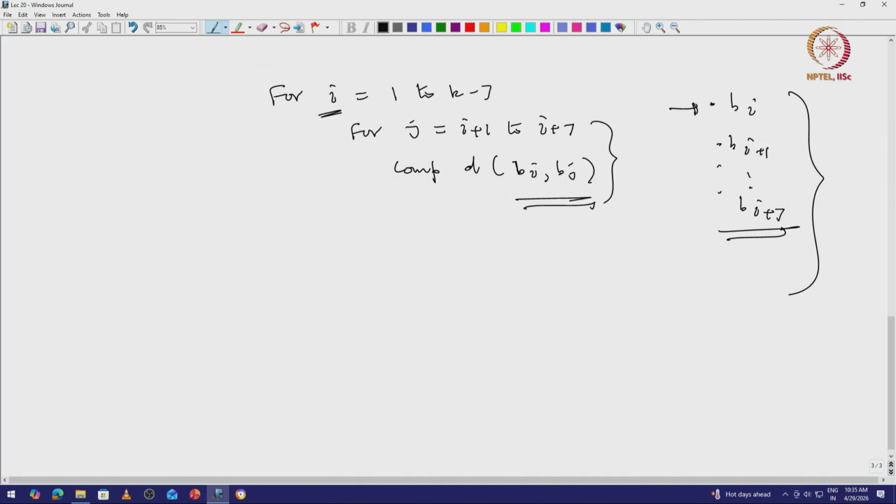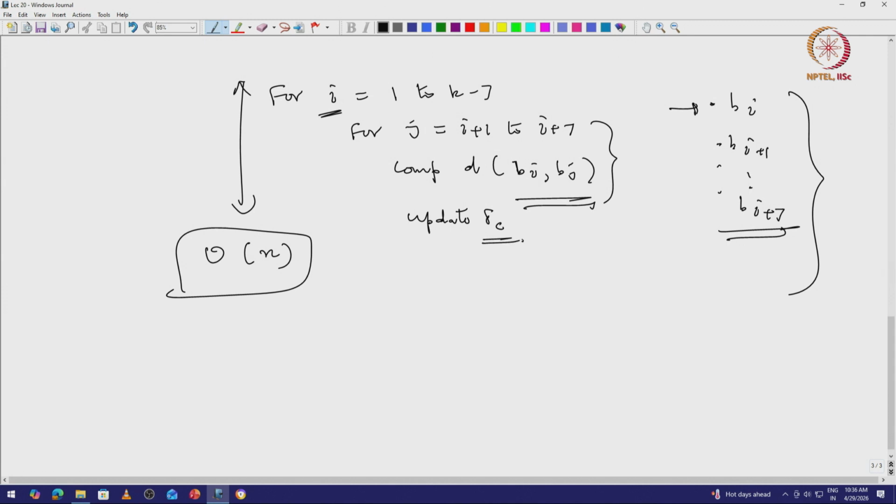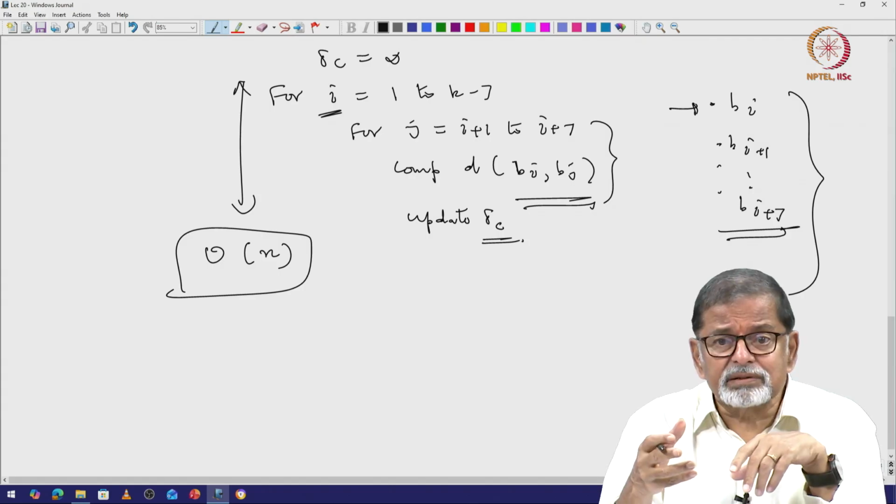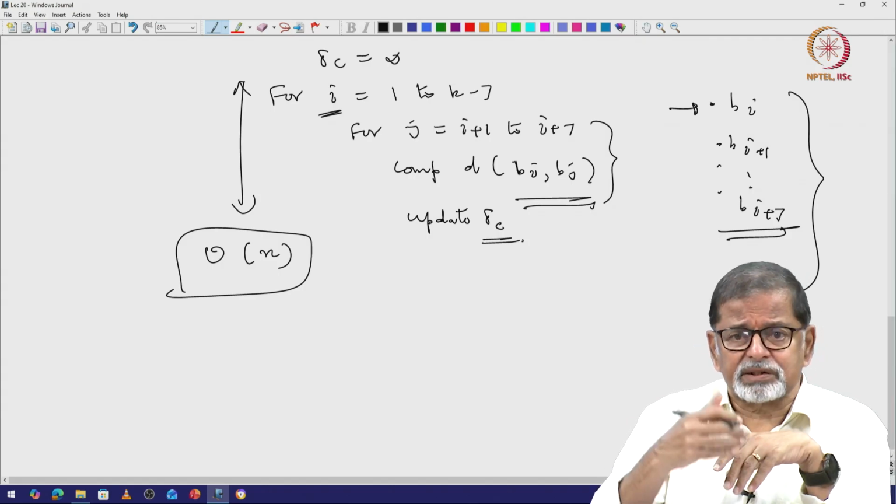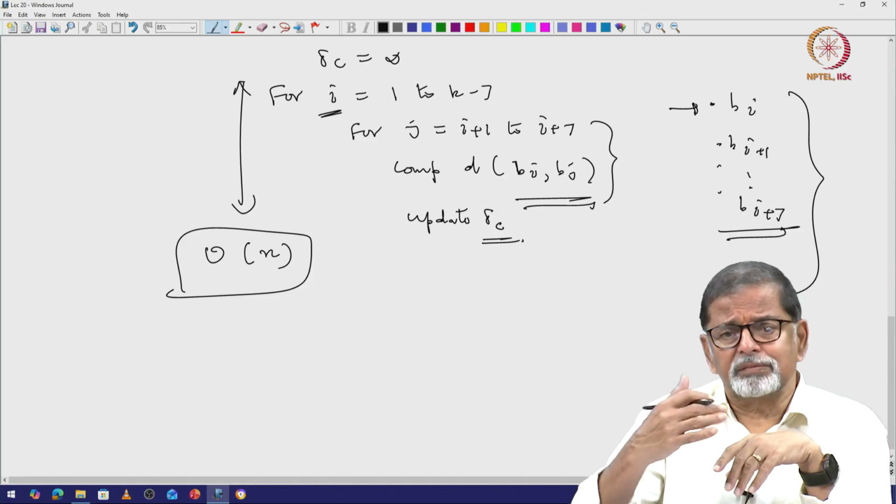So this has complexity order n. You compute the distance and then update delta c. Delta c is initially some distance, and delta c can be infinity to begin with. Then compute a distance and update delta c. If you find a closer pair, update it.